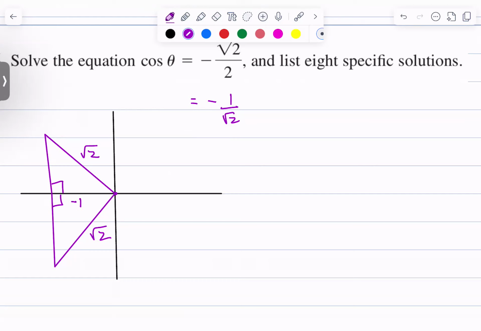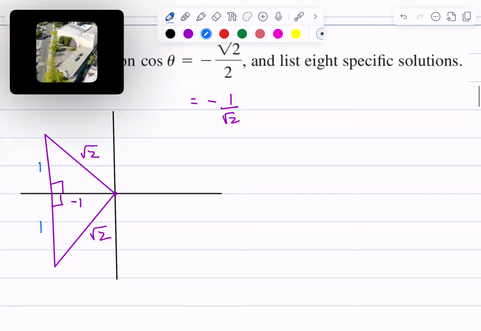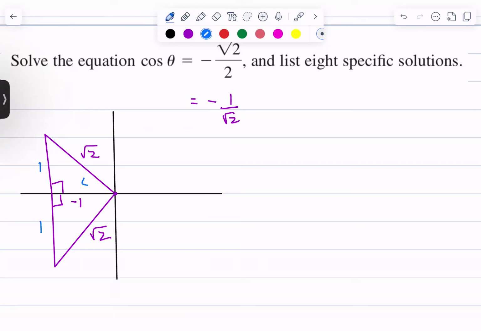The triangle itself leads me to say that my missing side is 1. So it's 1, square root of 2. And by now, if you don't know that that's 45, I apologize. I did you a disservice. Everyone should know that, and it should kind of click in your head already.